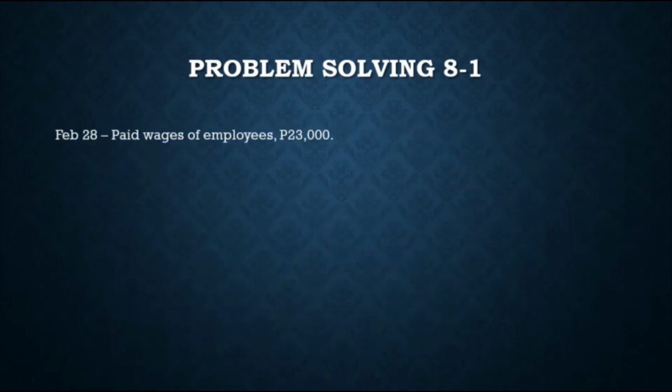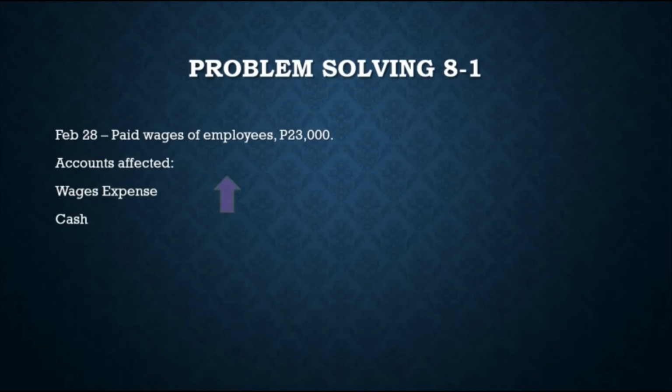So last transaction is February 28. Binayaran niya daw yung sahod ng mga empleyado. So ang accounts affected dito ay wages expense kasi gastos ito ng business dahil syempre isa ito sa mga dapat bayaran ng business every month, at cash since nagbayad siya ng 23,000. So wages expense will increase kasi nadagdagan ang gastos ng business and cash will decrease kasi nagbayad si business.